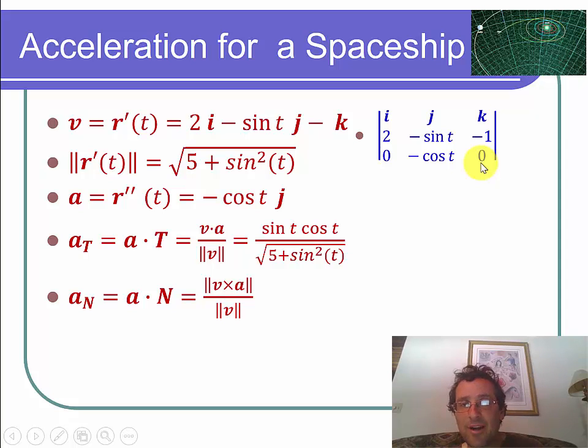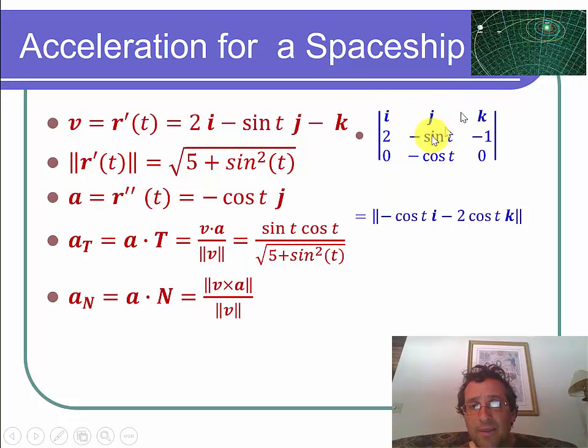So to take that cross product, we take the determinant of that matrix and take its magnitude. And let's work this out. Notice that the i component is going to be 0 minus a minus a minus. That's negative cosine of t. So we get negative cosine of t i. And then for the j component, we just get 0 minus 0. So there's no j component. And for the k component, we get 2 times negative cosine of t minus 0 times negative sine of t, or just minus 2 cosine t k.